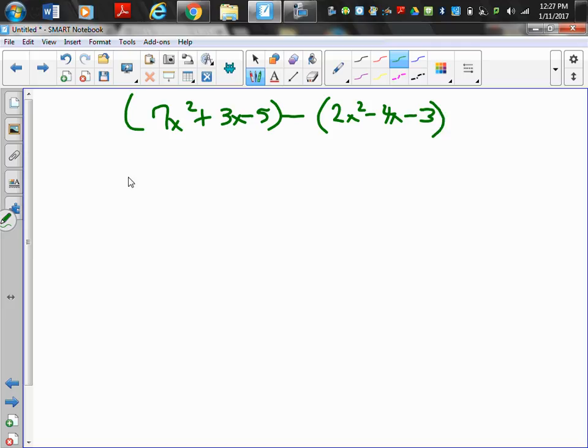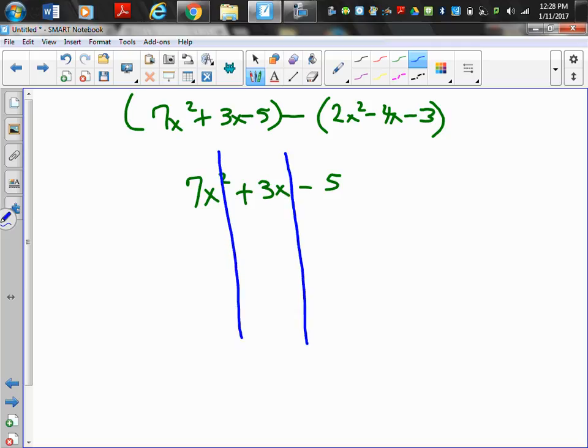So subtraction starts off the same way as addition. You write your first number. So I have 7x squared plus 3x minus 5. I'm going to make my lines. Now, in order to subtract, you take each number's opposite.